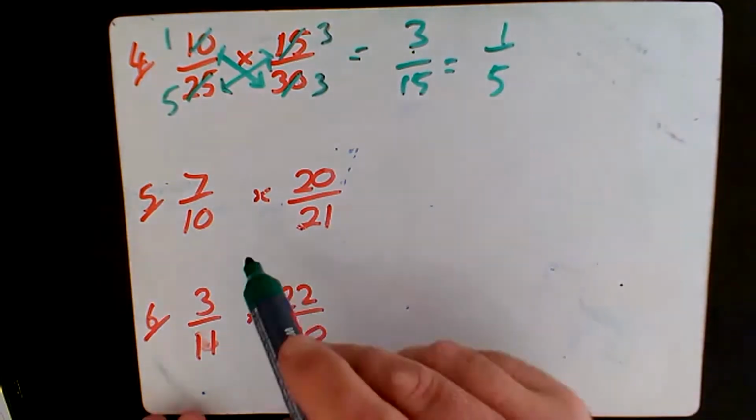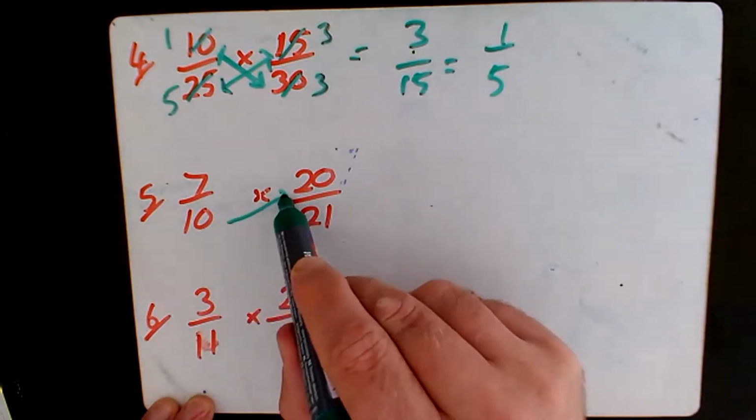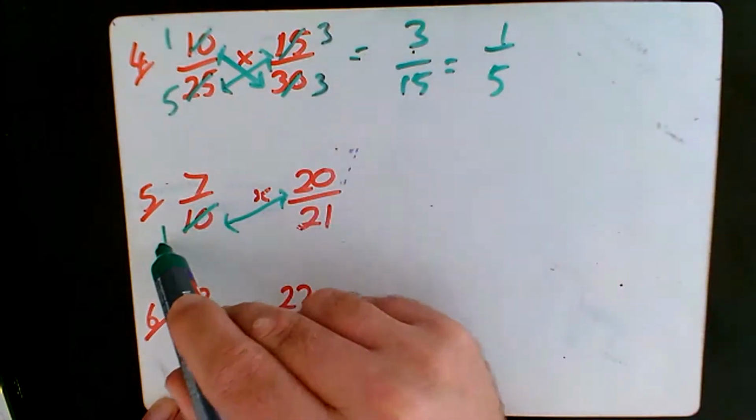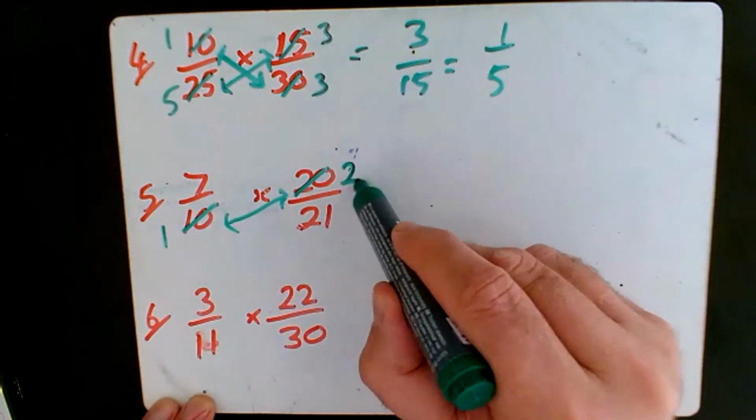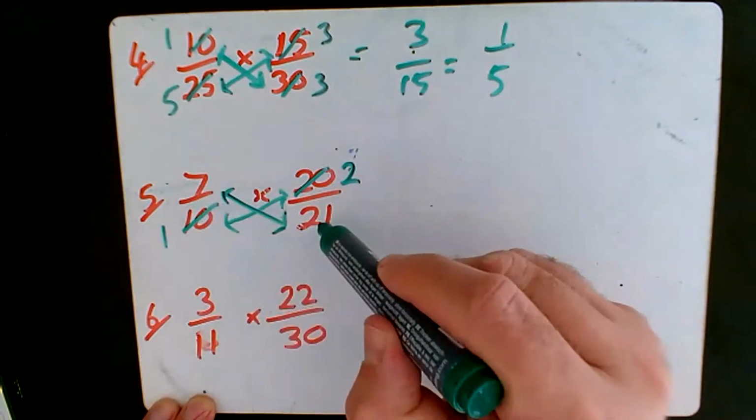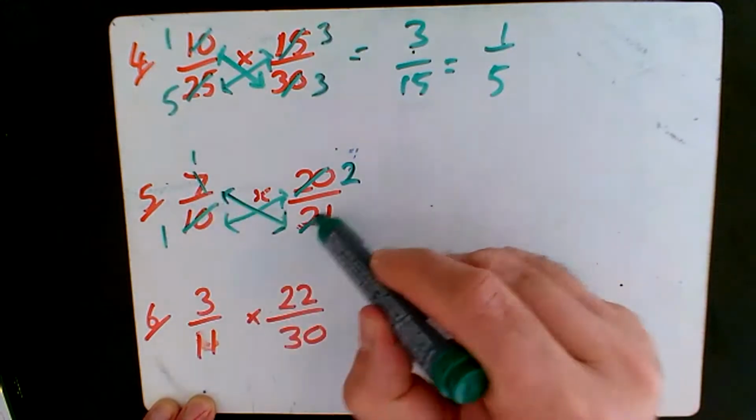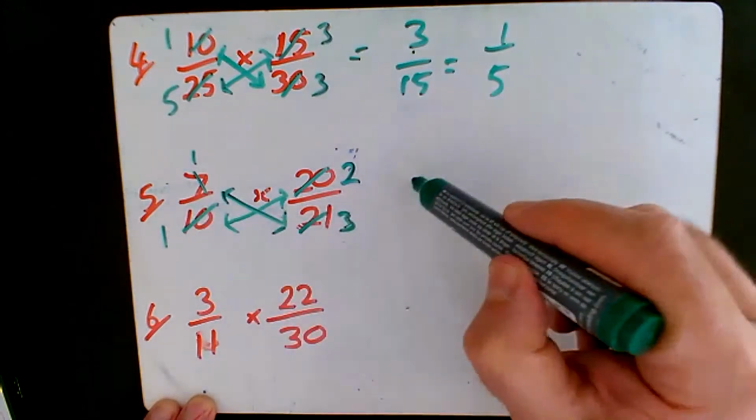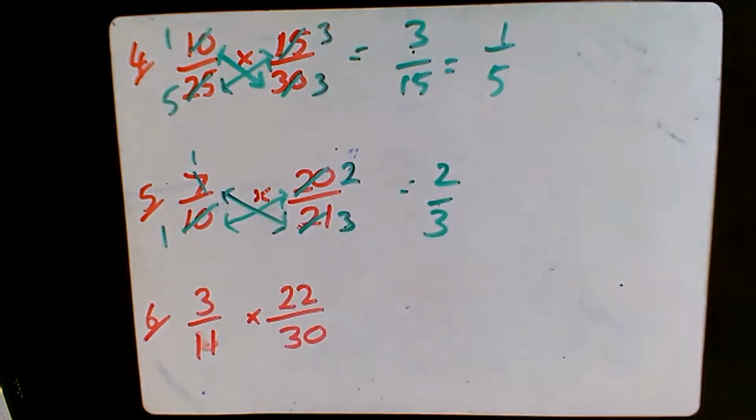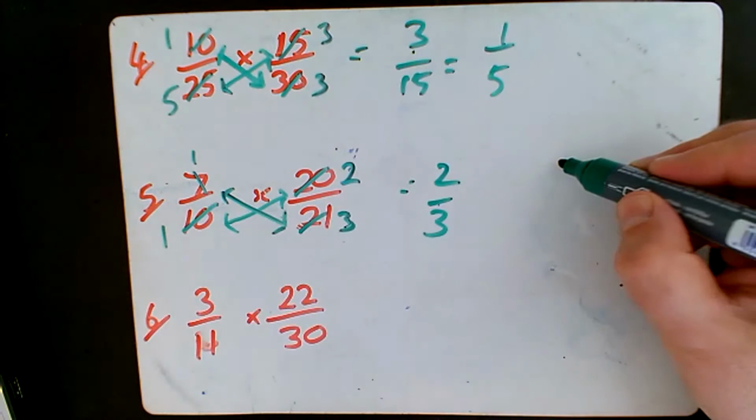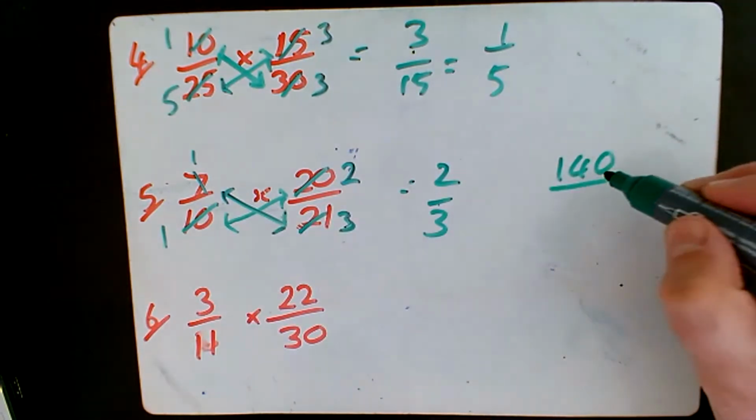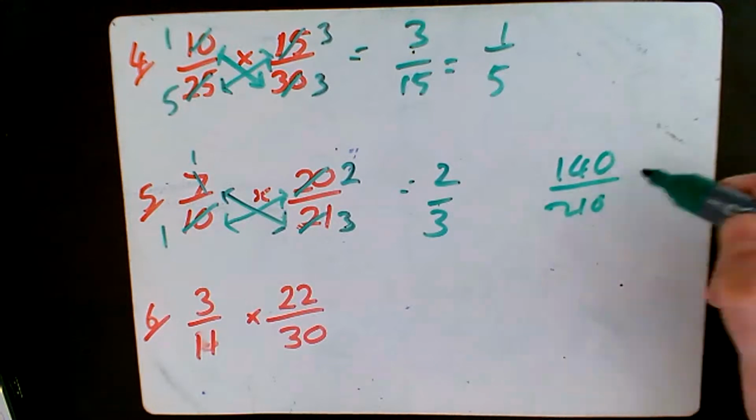Okay, let's look here. Can you cross simplify here? Nice and easy. 10 goes into them both. 10 goes into itself once and 20 twice. And then we can cross simplify this way as well. 7 goes into 21. 7 goes into itself once and 21 3 times. 1 times 2 is 2. 1 times 3 is 3. The answer is 2/3. Otherwise, you would have had something like 140 over 210.